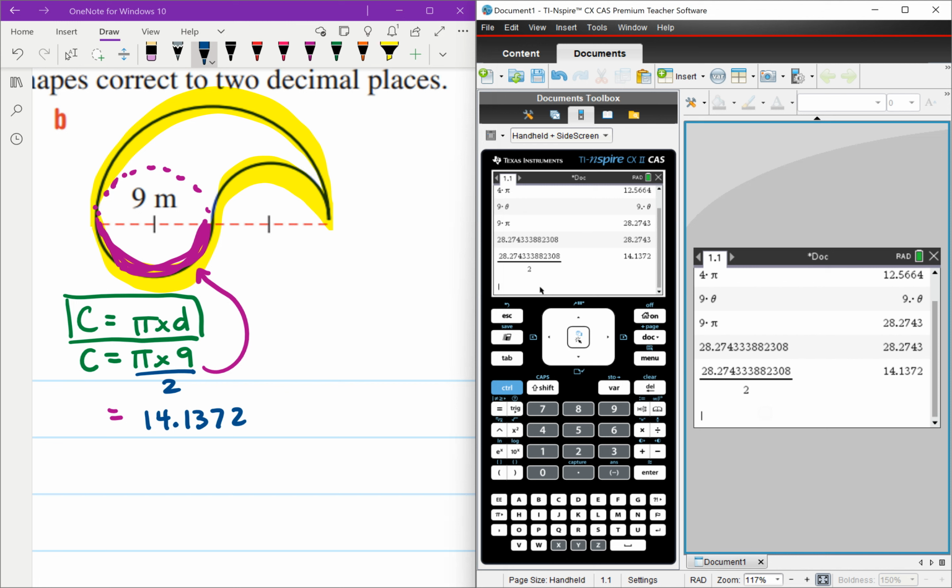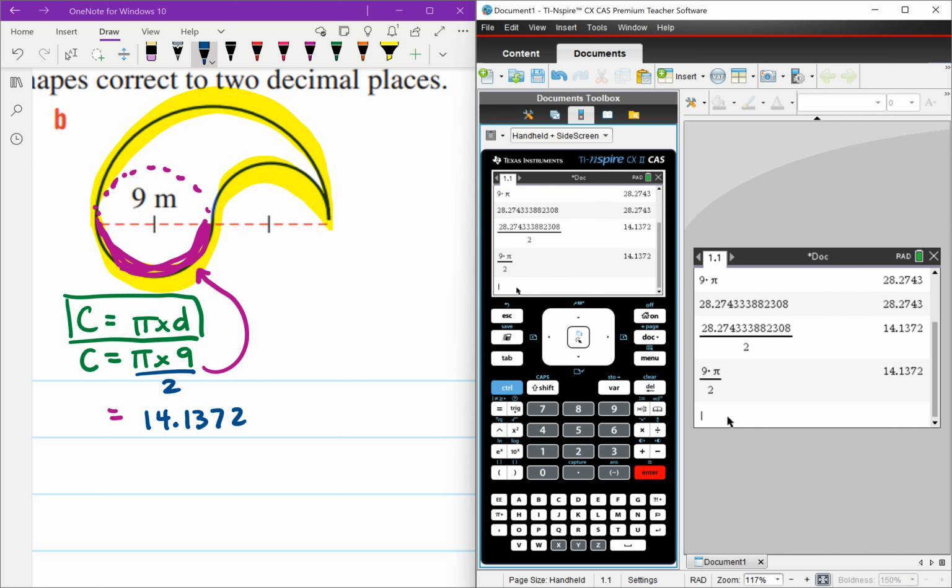On your calculator, if you know you're going to do pi times 9 and divide 2, type it all in one go. Don't do it in separate goes, or if you do, don't round off your answer as you're doing it. So you should be typing 9 times pi, and then divide 2. That's what you should be typing in. And then when you press your answer, it should be 14.1372.